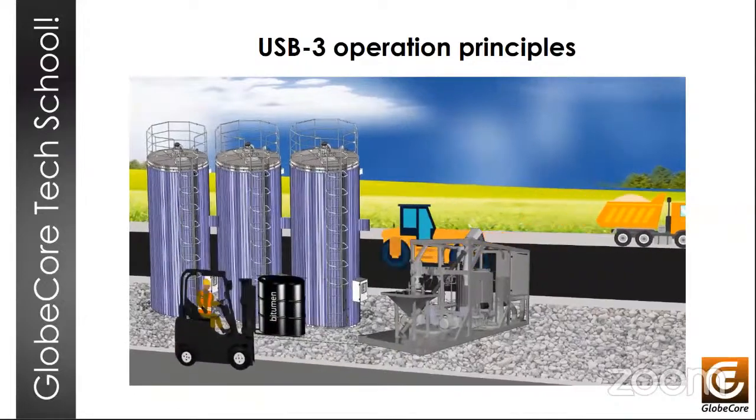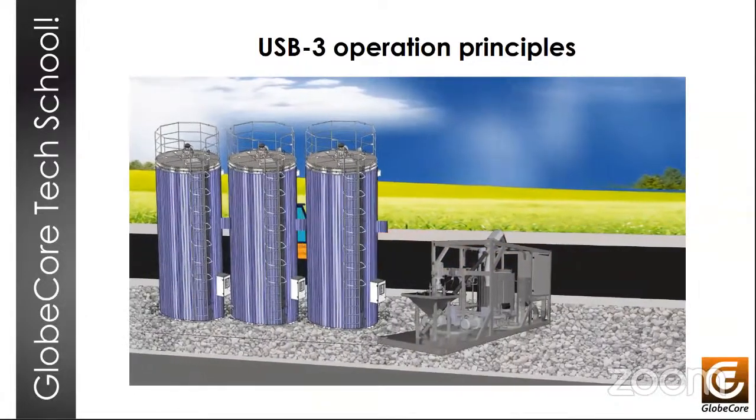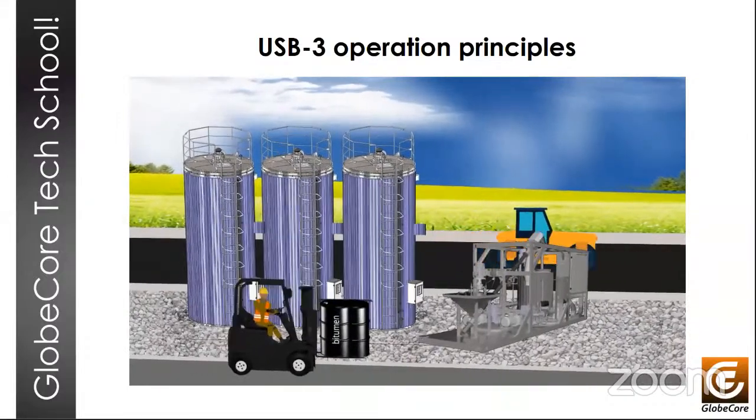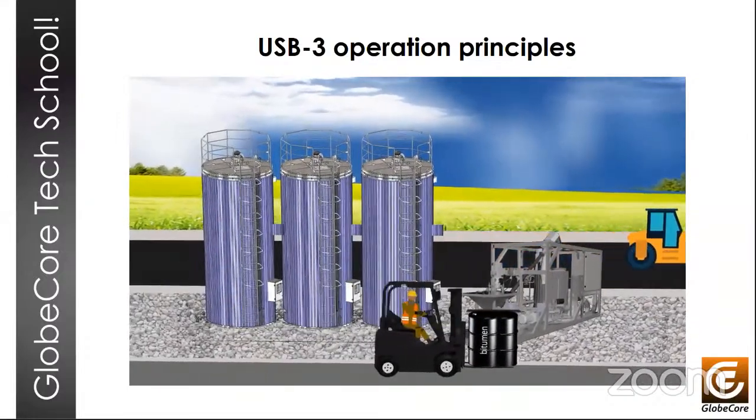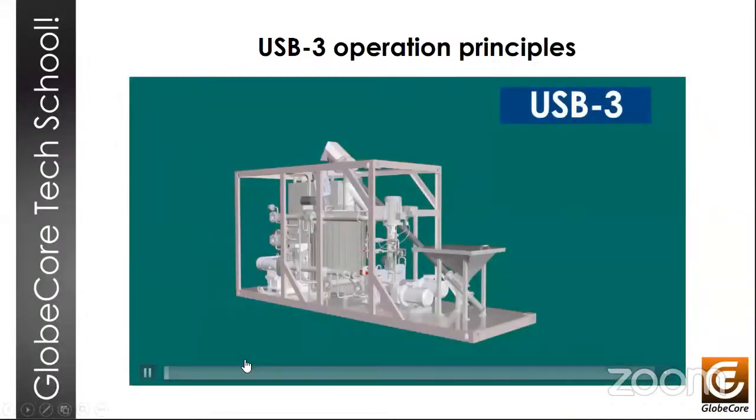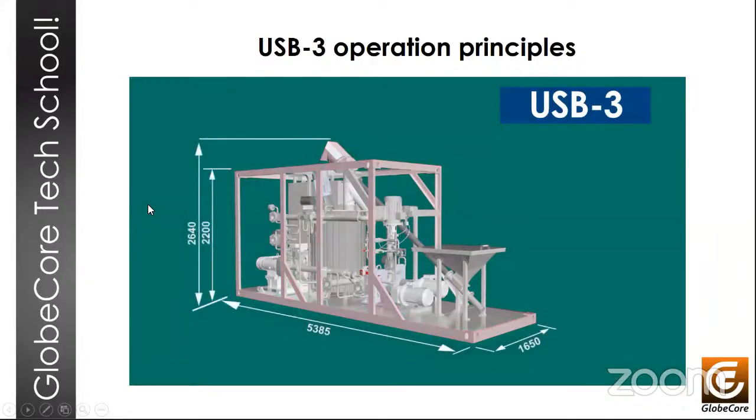Operating this plant allows you to set up the production of high quality modified bitumen for large volumes of asphalt concrete mix. Roads that are built with such mixtures last 2 to 3 times longer than the roads that are built with ordinary bitumen. And we can go to the next slide.